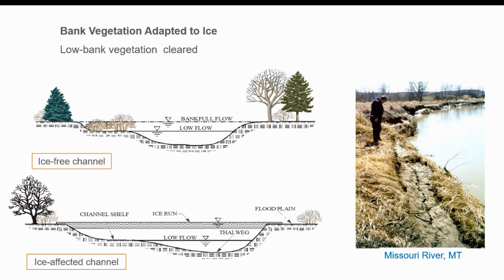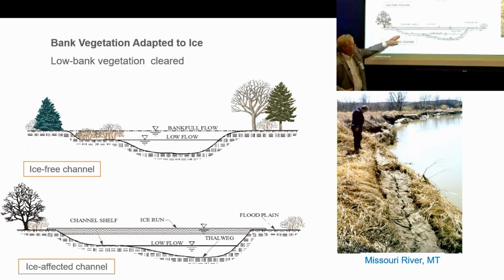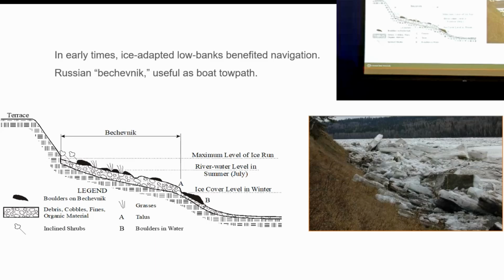So this is a view of the Missouri River, the Fort Peck Reach in Montana, where the ice cover took out all the vegetation here. You can tell ice channels that have major ice formation, the vegetation is relatively sparse. Well, the Russians had a word for that, Veshevnik, which is very useful for rivers like the Ob or Yenisei, where ice would remove all the vegetation.